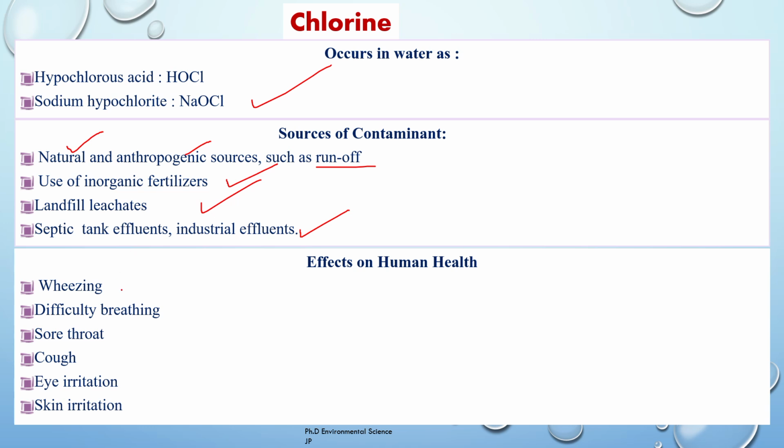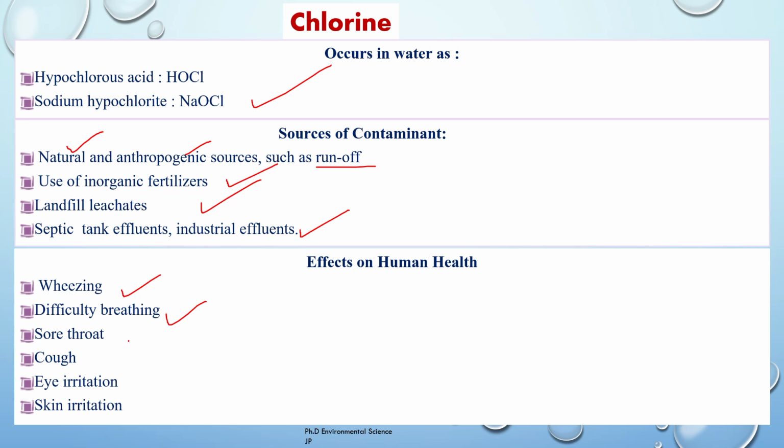So it causes various respiratory issues like wheezing, difficulty in breathing, and cough. Chlorine exposure can cause wheezing and other respiratory symptoms, especially in individuals with asthma or other pre-existing respiratory conditions. Inhaling chlorine gas or fumes can lead to difficulty in breathing and aggravate conditions like asthma. Exposure to chlorine can irritate the respiratory tract, causing coughing and throat irritation. Then chlorine exposure can cause a sore throat, particularly if inhaled or ingested in contaminated water.